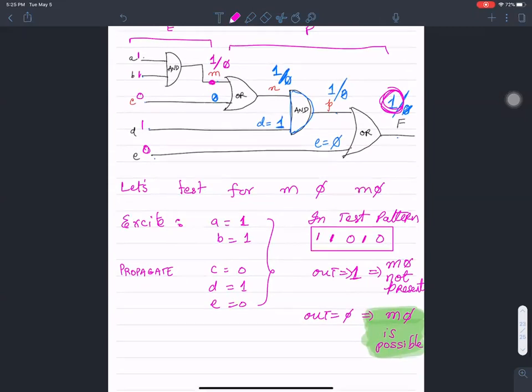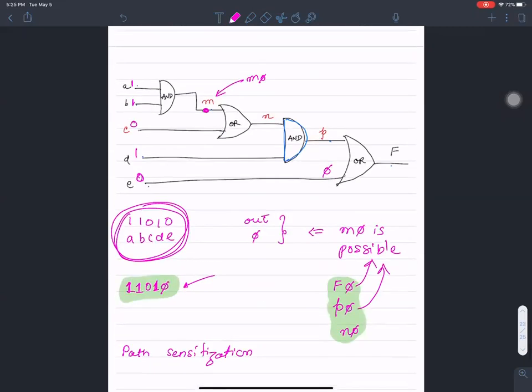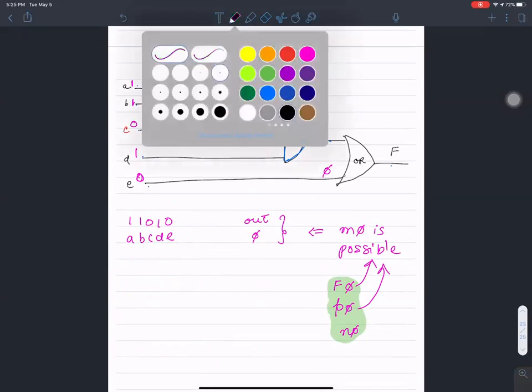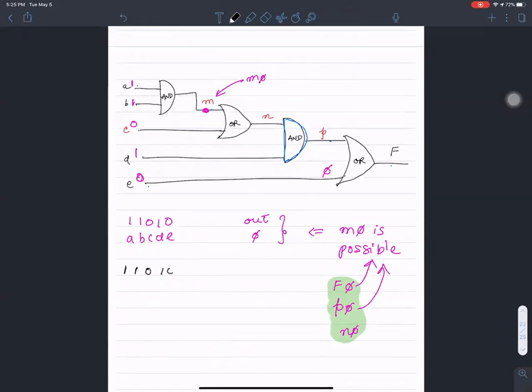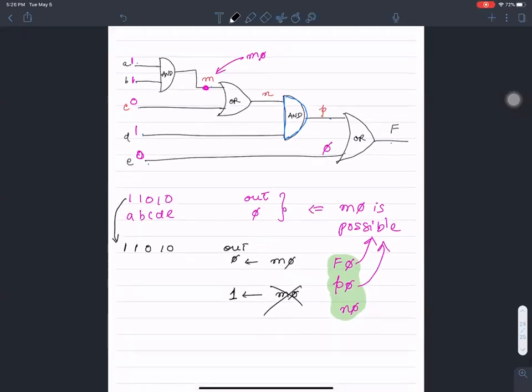Questions, please. If you don't trust me, take a look at this. Let's do a fun example one more time. Let's pick a value 1 1 0 1 0, the same value that I got from above. And I said if I see an output of 0, it is possible that there is a M stuck at 0 fault present there. And if I see an output of 1, then M stuck at 0 is not present. Let's use the exact same input test pattern, and my claim is that it can be used to test for N stuck at 0 as well.